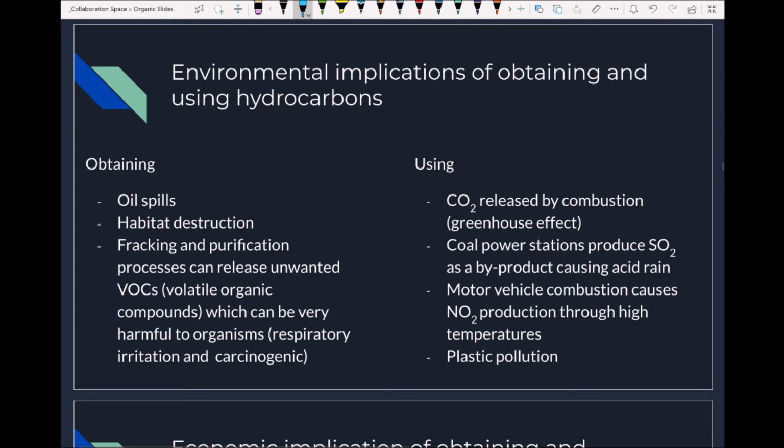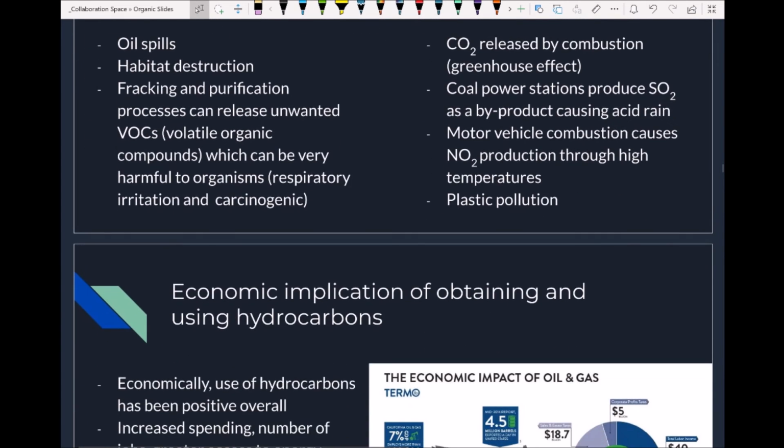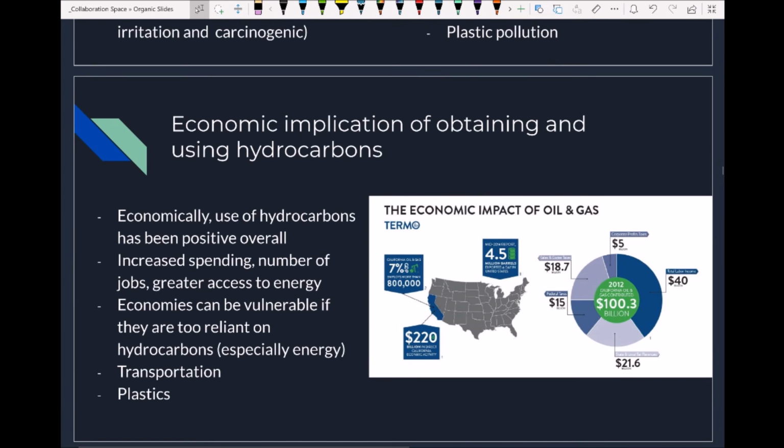So issues with using hydrocarbons. The CO2 that's released by combustion leads to that enhanced greenhouse effect. Coal power stations produce sulfur dioxide as a byproduct, causing acid rain. Motor vehicle combustion produces nitrogen dioxide, because the temperatures within the engine are high enough and you've got atmospheric air sitting in there, and so you're enabling these to react. And plastic pollution, because it's very difficult to break plastics down just in the environment.